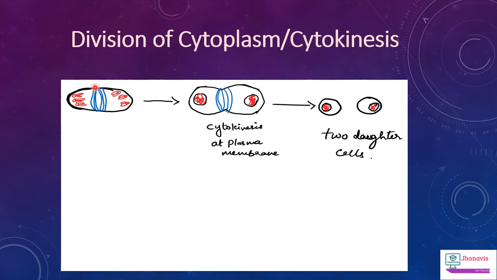Here we can see this is the plasma membrane. This blue color indicates the actin and myosin filaments. We can see that because of the contraction of the actin and myosin filaments, there is a bend seen in the plasma membrane. This bend or furrowing is brought about with the contraction of the myosin and actin filaments, and this furrow will get deeper and the cell will divide into two daughter cells.